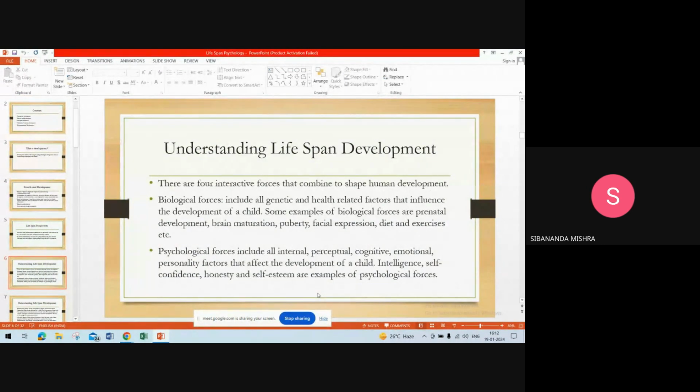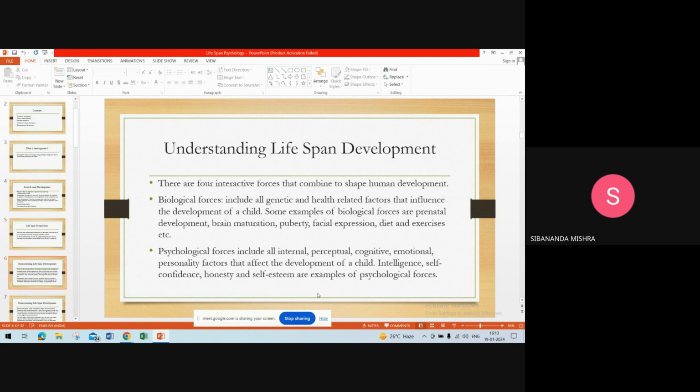Good. Next slide is understanding lifespan development. There are four interactive forces that combine to shape human development. First is biological forces, which include all genetic and health related factors that influence the development of a child. Some examples of biological forces are prenatal development, brain maturation, puberty, facial expression, diet, exercise, etc.